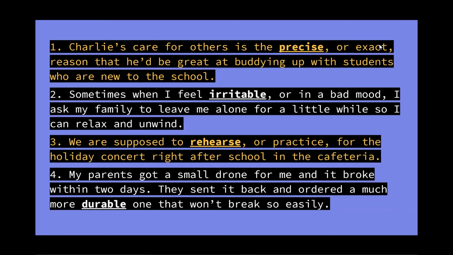So our first sentence says, Charlie's care for others is the precise or exact reason that he'd be great at buddying up with students who are new to the school. 2, sometimes when I feel irritable or in a bad mood, I ask my family to leave me alone for a little while so I can relax and unwind. 3, we are supposed to rehearse or practice for the holiday concert right after school in the cafeteria. 4, my parents got a small drone for me and it broke within 2 days. They sent it back and ordered a much more durable one that won't break so easily.